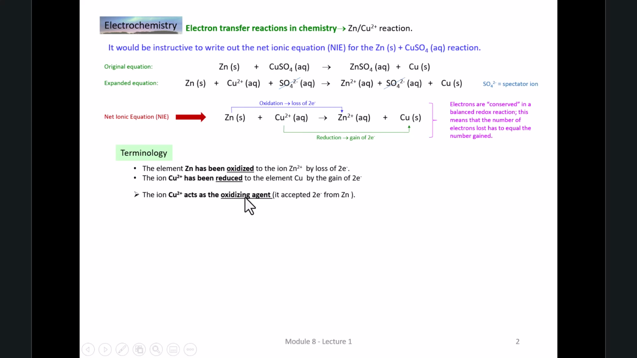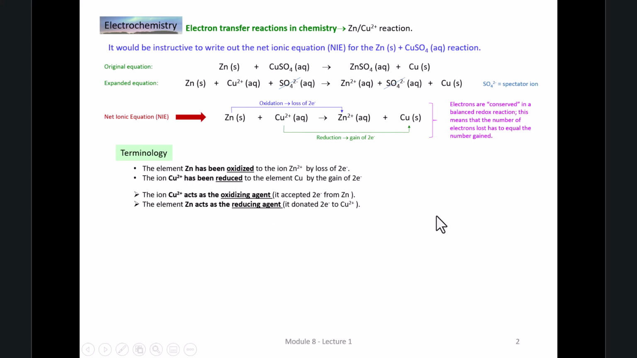It caused something else to lose electrons. And the element zinc acts as a reducing agent. So zinc itself loses 2 electrons and is oxidized, but in doing so, it gives 2 electrons to the copper 2+. So it acts as an agent of reduction to the copper 2+. So the zinc acts as an agent of reduction, giving 2 electrons to copper 2+, which is reduced.